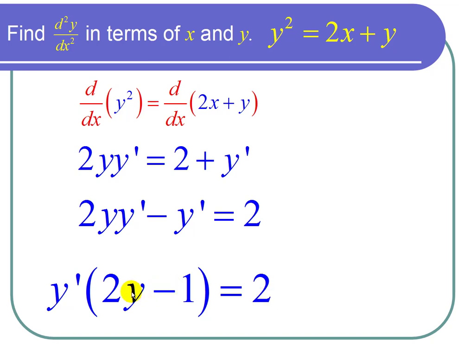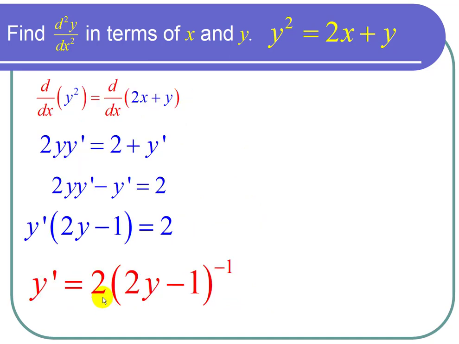It's the same thing, but since we're going to be taking a second derivative, it's more convenient to have an exponent than it is to have a fraction. So what I get is that y prime is equal to 2 times 2y minus 1 to the negative first power. And now I want the second derivative, so I take a derivative of both sides and get that y double prime is equal to the derivative of 2 times 2y minus 1 to the negative first power.